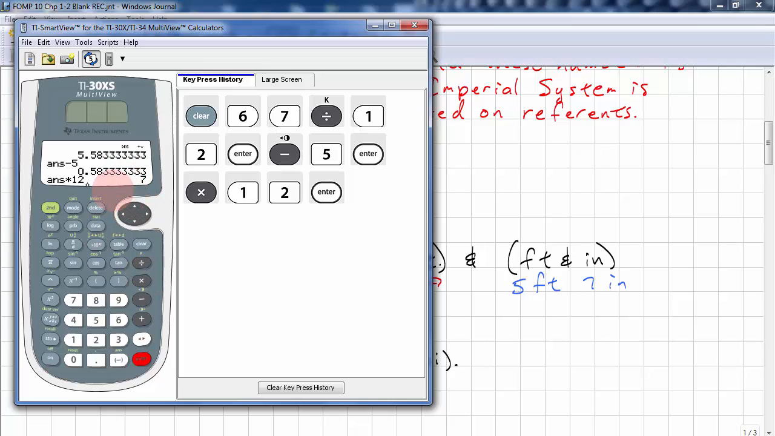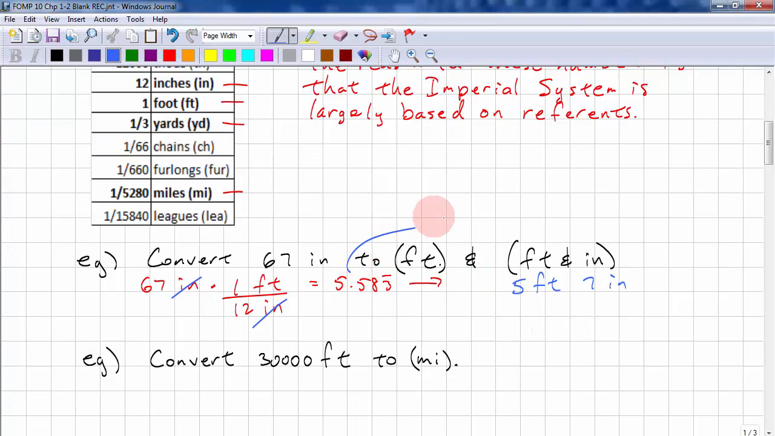Okay, so again, we subtract off the 5, which is our integer portion, multiply by the denominator, and this gives us the remainder. And again, this is not useful. This is the useful measure.